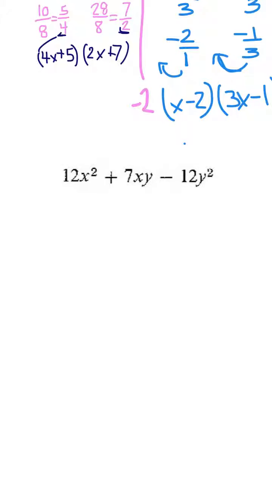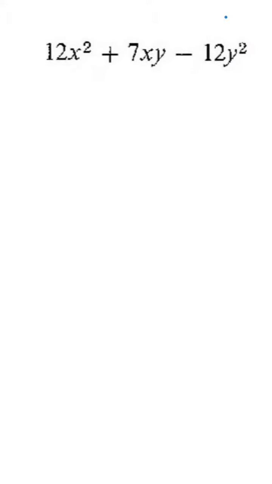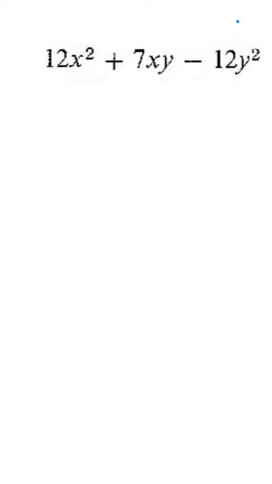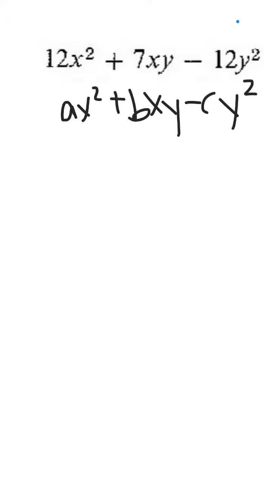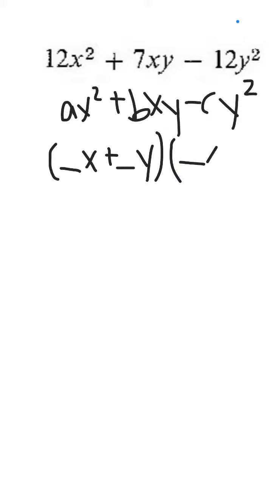All right, so let's do this 12x squared plus 7xy minus 12y squared. So when we have a trinomial that's ax squared plus bxy minus cy squared, we use the same techniques. Just know that your final factors will look like this. They'll have x's in the first terms and y's in the second terms.